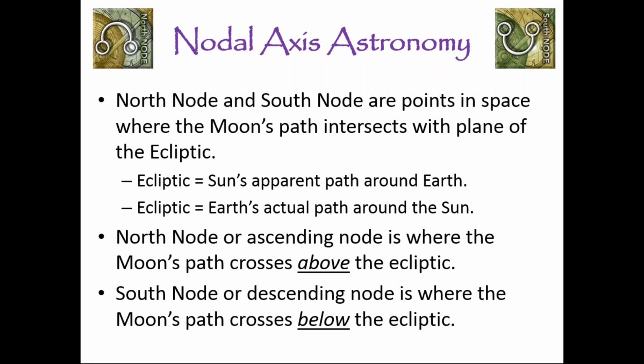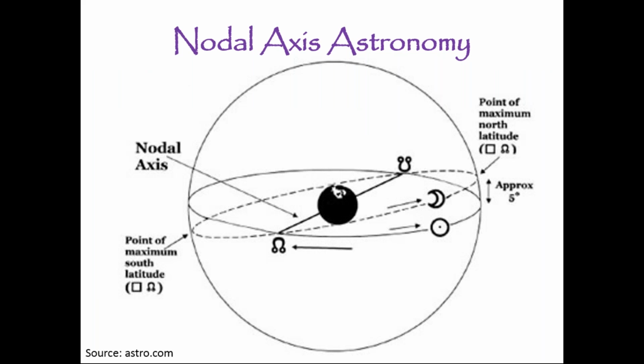So nodal axis astronomy. North node, south node, they're points in space where the moon's path intersects the plane of the ecliptic, the sun's apparent path around Earth. North node, ascending node, is where the moon's path crosses above the ecliptic. Weeks later, the moon's path crosses below the ecliptic, which is the south node or the descending node. Here is a visual of this for you.